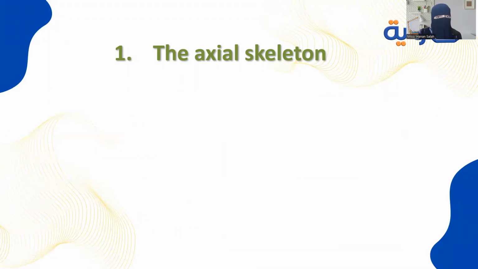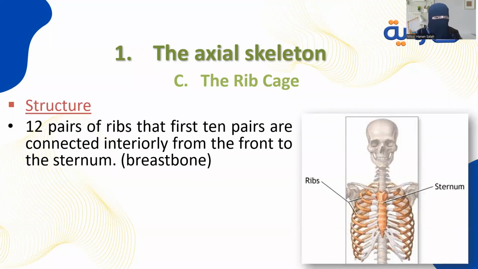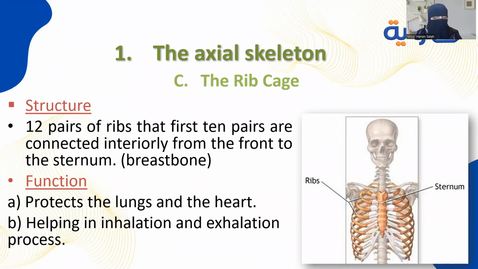What about the third part of the axial skeleton? Number three, it's called the rib cage. What is the rib cage? The rib cage consists of 12 pairs of ribs, 10 of them connected to the sternum or breastbone, and they protect the lungs and the heart inside it. It can also help you in breathing. You can make inhalation and exhalation. You can put your hand to feel the movement of the rib cage during the respiration process. Can you feel it? Okay, great.